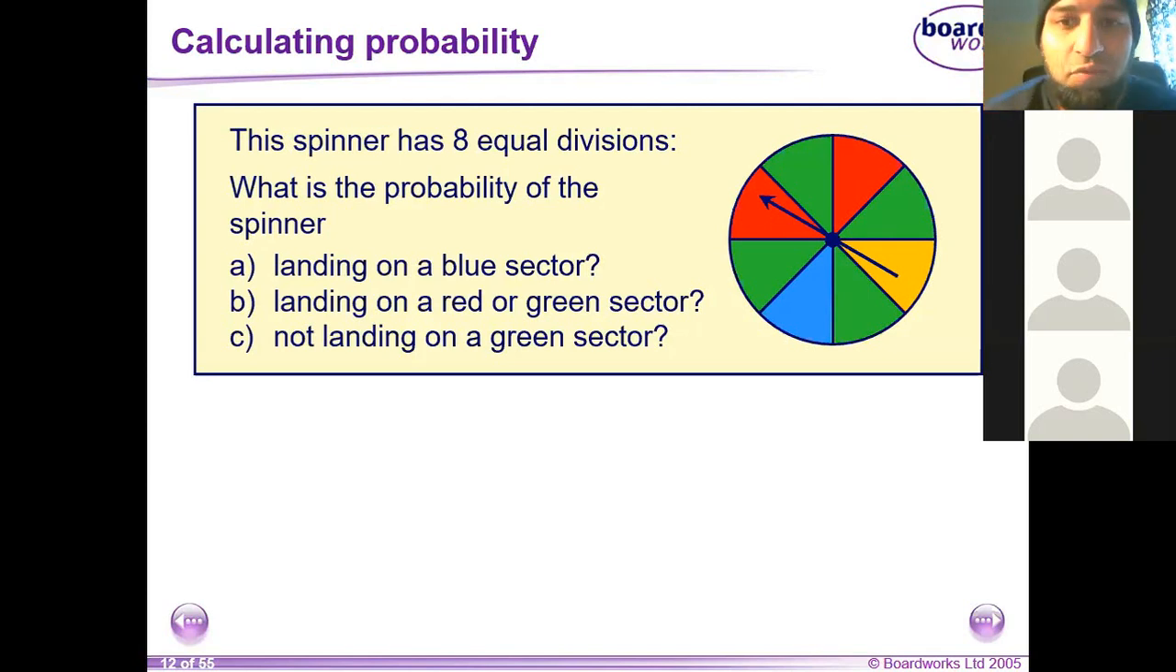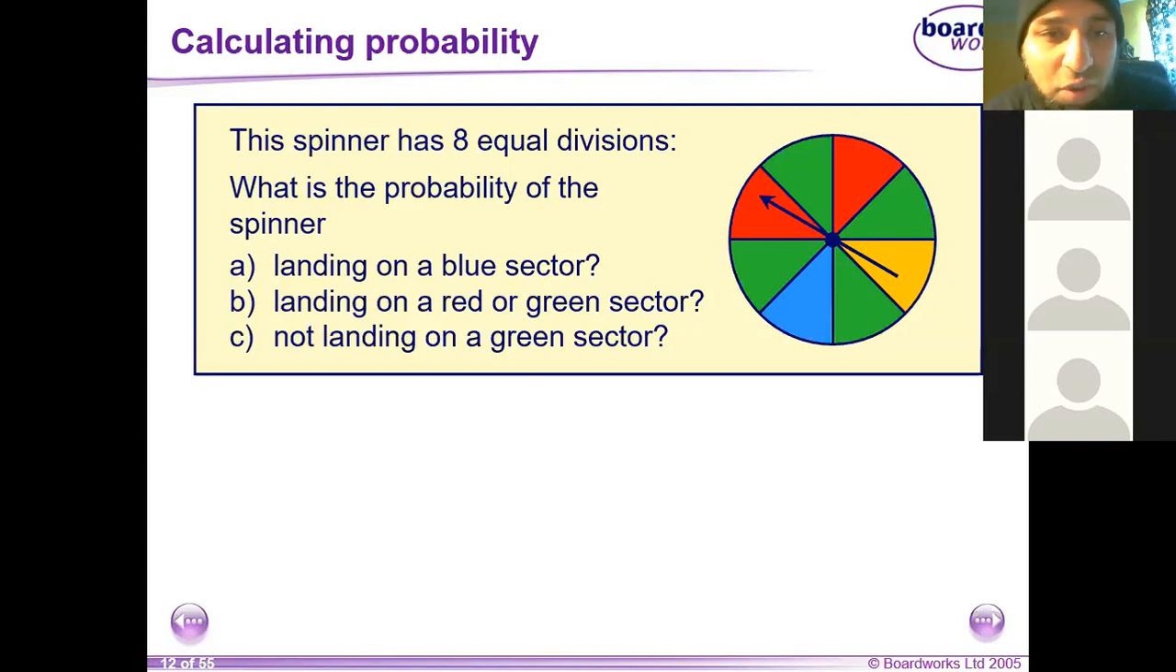Excellent. When we have one or another thing, we just add the probabilities of them together. So red is 2 out of 8. Green is 1, 2, 3, 4 out of 8. So you just add them together. Whenever you have the word or, here, you can see what my mouse is circling, you have to add them together. Not landing on a green sector. How about that one? Can someone tell me? 4 out of 8. Excellent.